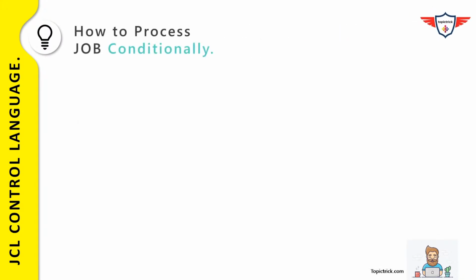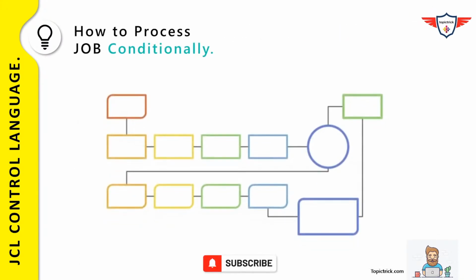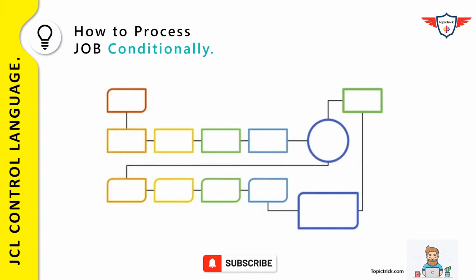Now the next topic is very important from the programmer's perspective, and at the same time it's a bit confusing. So let's try to understand how you can use the JCL condition parameter and the JCL IF-THEN-ELSE statement to process a mainframe job conditionally.